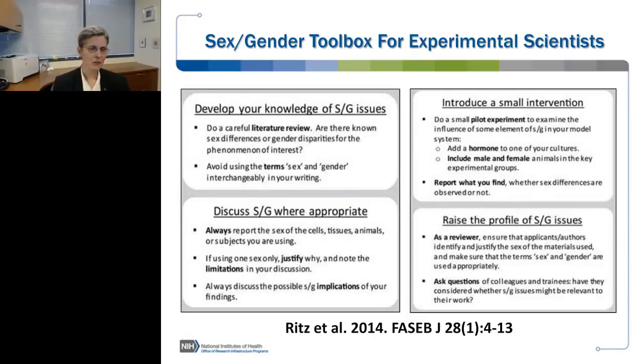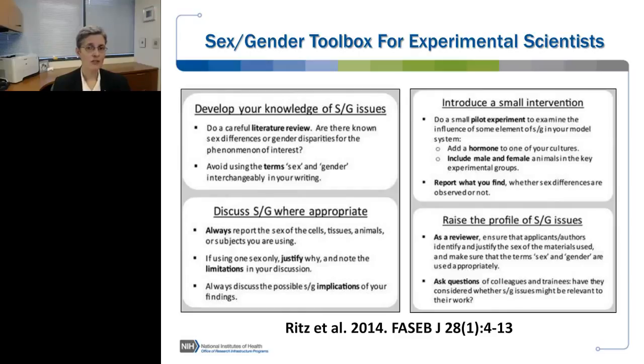And then lastly, I want to share with you a sex-gender toolbox for experimental scientists that I often refer to, and I think really helps us to think about this variable as we would any other variable. You want to develop your knowledge of sex and gender issues. Do a careful literature review, just as you would for any experimental variable that you're thinking about in your design. Are there known sex differences or gender disparities for the phenomenon you're going to be studying?